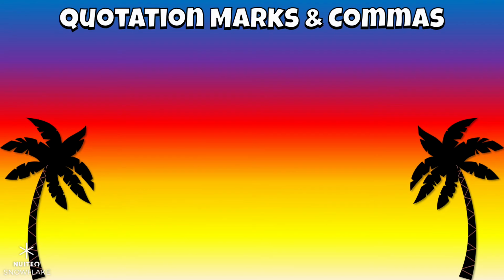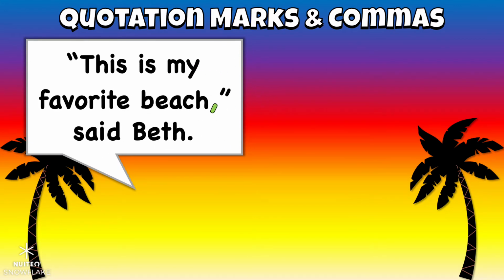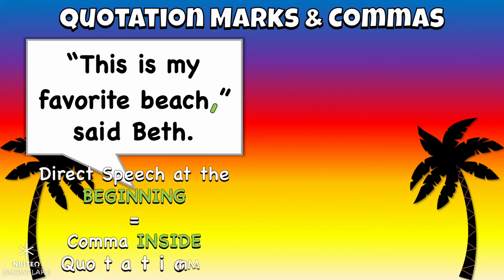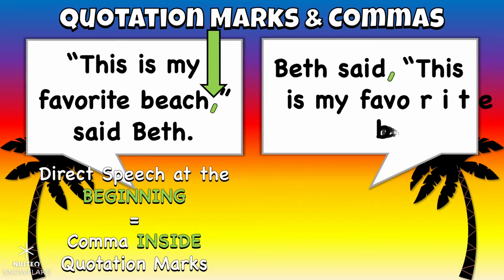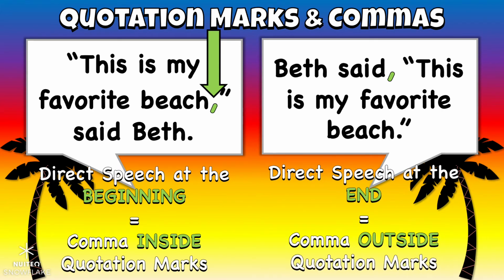There are two rules to remember when using commas and quotation marks. Look at this first sentence for our first rule. "This is my favorite beach," said Beth. When the direct speech is at the beginning of the sentence, we put the comma inside the quotation marks. The second rule is when a sentence looks like this. Beth said, "This is my favorite beach." When the direct speech is at the end of a sentence, we put the comma outside the quotation marks.